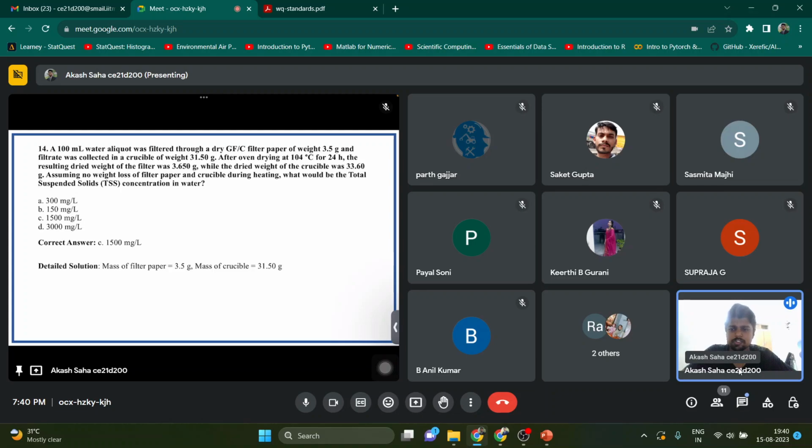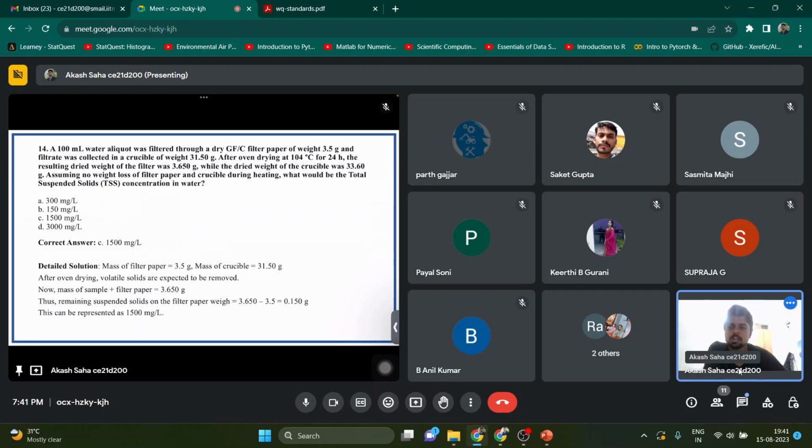So we know the mass of the filter paper, that is initial mass is 3.5, and after oven drying the volatile solids will be removed. So the filter paper with the sample will be having 3.65 grams, and hence 3.65 minus 3.5 will have 0.15 gram of the suspended solids, and it is in 100 ml of solution. So 0.15 divided by 100 into 1000 will give me 1500 milligram per liter.